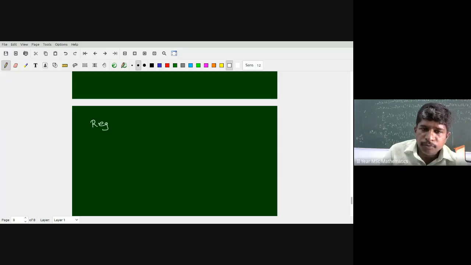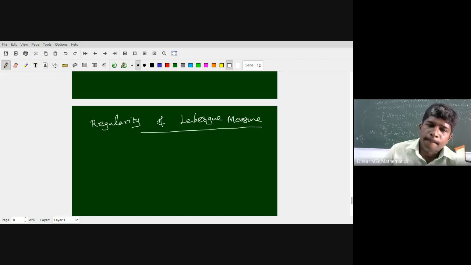Regularity property of Lebesgue measure. The theorem statement is correct. The following statements are equivalent.